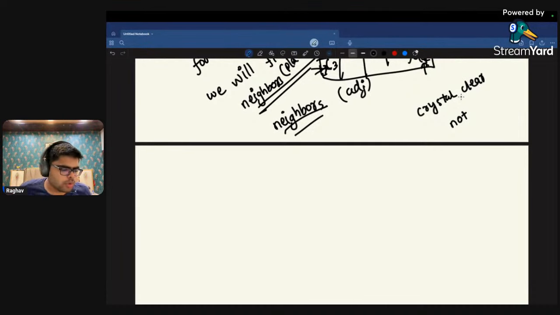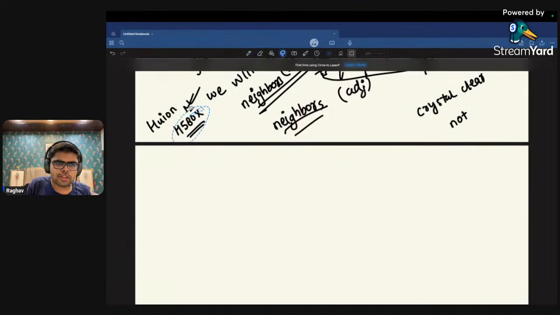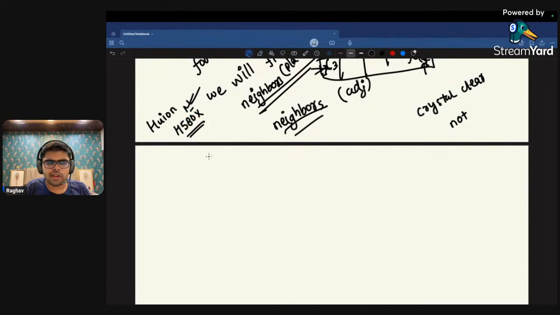Which pen tab do you use to write? I use Huion tab. Huion pen tablet, H580X. This is the model number. And yeah, I can completely recommend this one. I've been using this for 2 years and it is working completely fine for me till now.